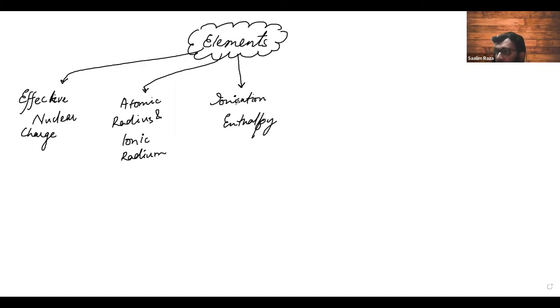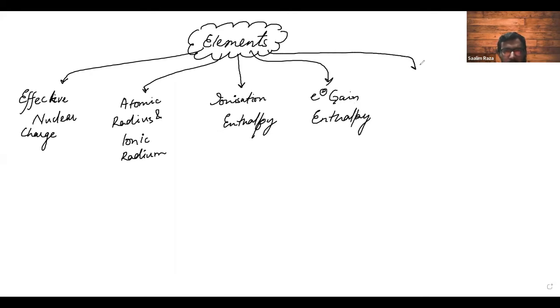Then we will study the electron gain enthalpy. At last, we will study electronegativity. These are the 5 properties which we will study in detail.